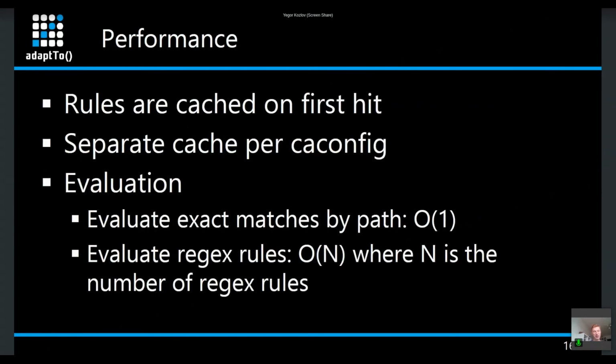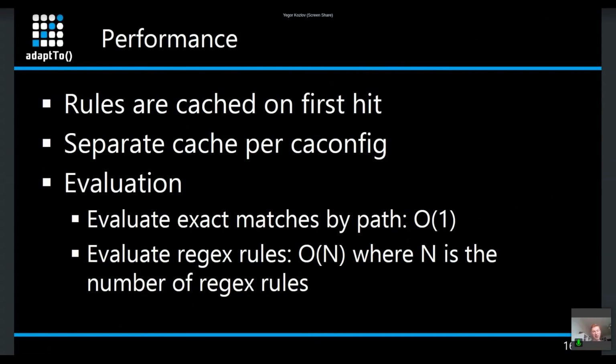And the last topic is performance. A common question is whether this tool will impact performance, and if it will, how badly. Firstly, it's an opt-in feature, inactive by default, and you need to create an OSGi configuration to enable it. Once Redirect Manager is enabled, rules will be cached on first hit. It means that there is no resource reading, traversal, or evaluation time. Everything is evaluated in the memory cache. And the tool keeps a separate cache per contextual configuration.